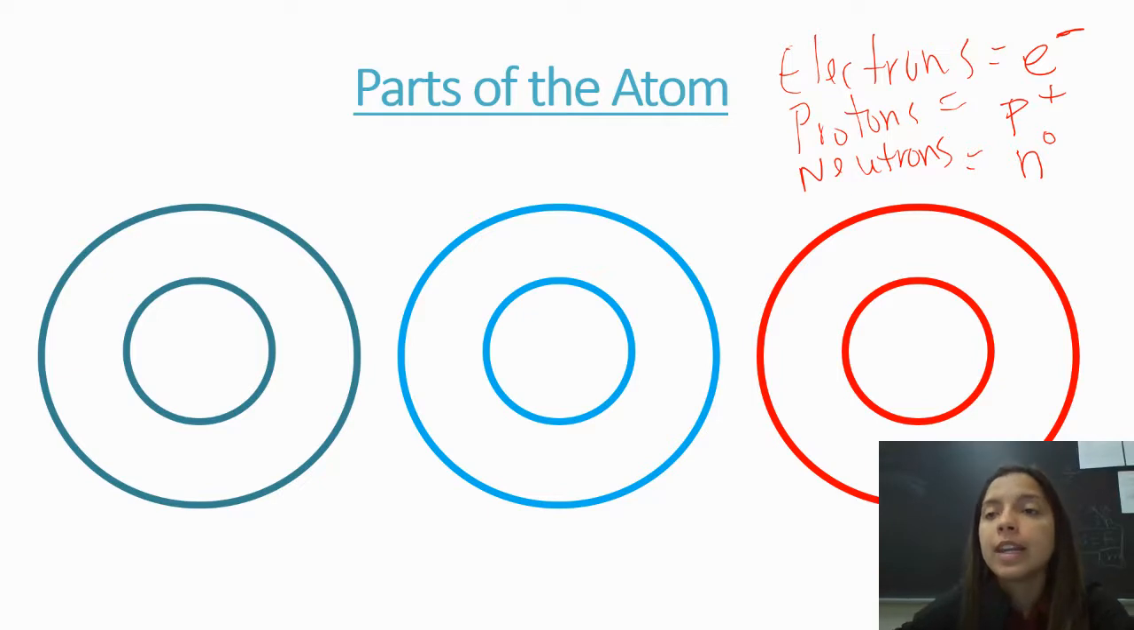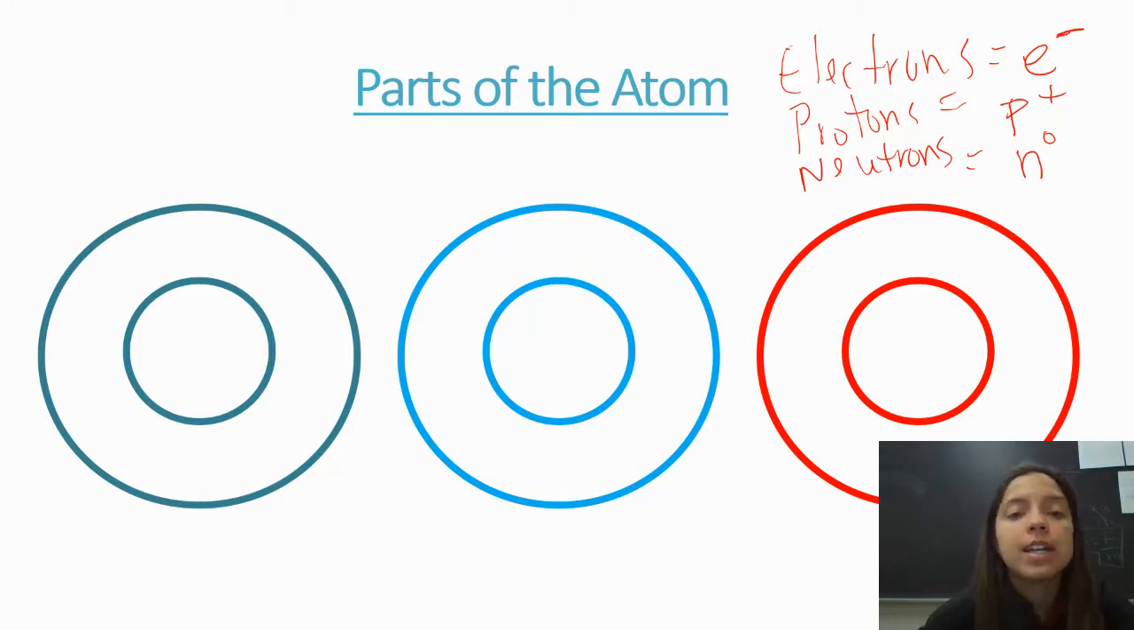So the negative sign for electrons is telling you the charge. The positive sign for protons is telling that it has a positive charge. And for neutrons, we put an exponent of 0 because it has a neutral charge. Now, where do we find those?